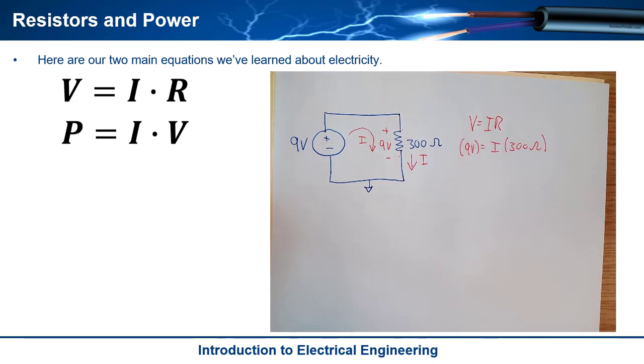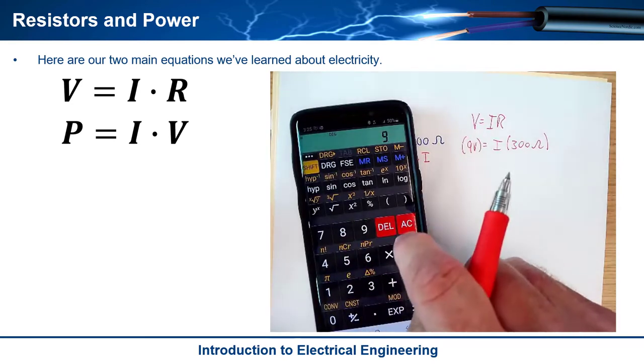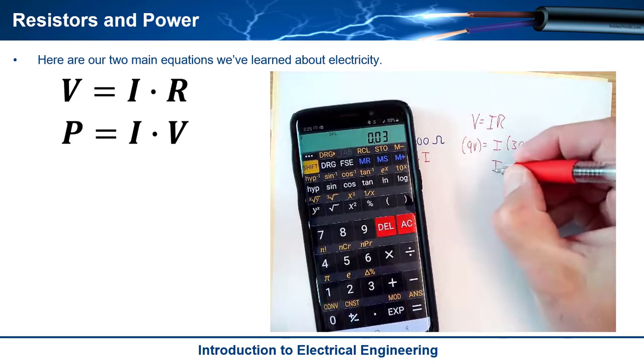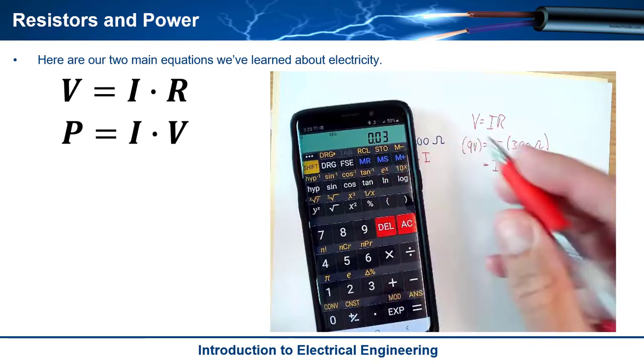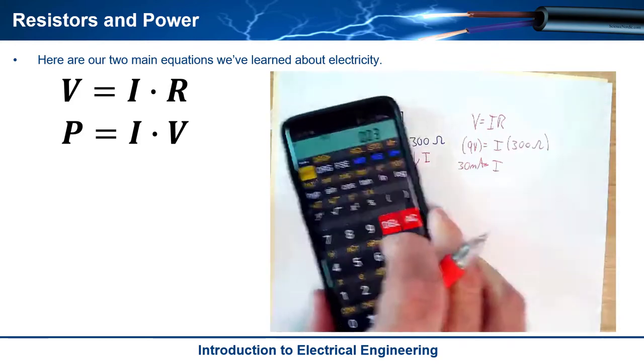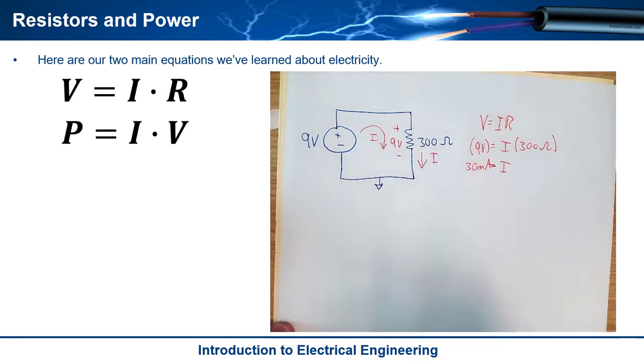So let me get the old calculator out here. What I have is 9 divided by 300, and we end up with I is equal to 0.03, which is also 30 milliamps. Okay, so that's nice. But we remember we also are interested in the rate of energy that is being consumed by this circuit, which is what we call power.